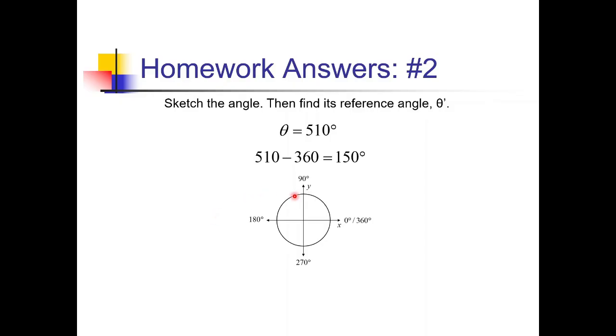That's somewhere between 90 and 180, somewhere over here. Now to get this reference angle, I'm closest to the 180 line here. So to find this acute angle between my terminal ray and my x-axis, I need to do 180 minus 150, which gives me 30 degrees.